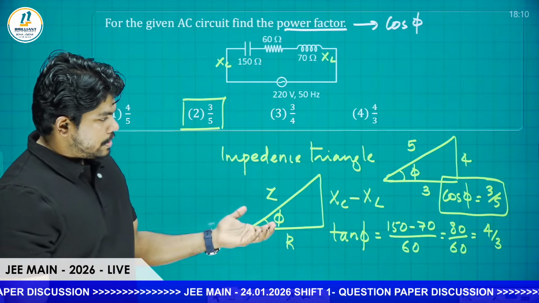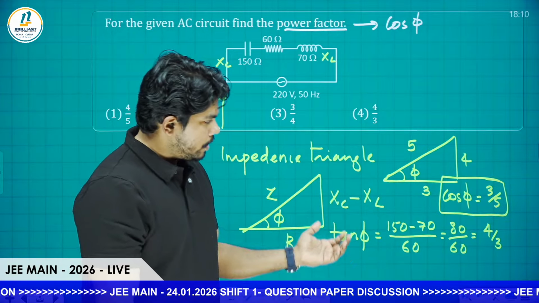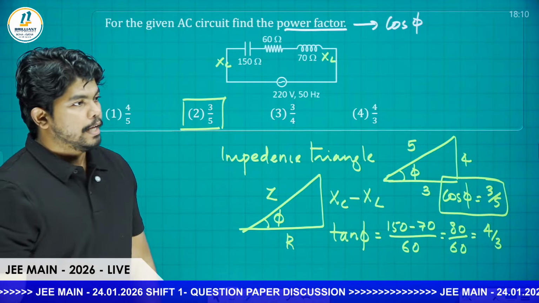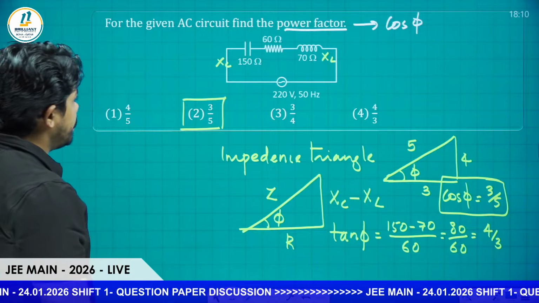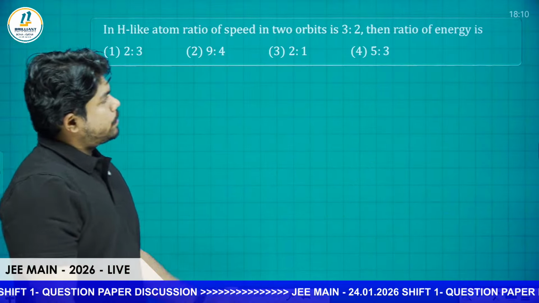So I think our students are able to solve this much easier. Okay, yeah, 3 by 5 will be our answer. Now moving on to another question.